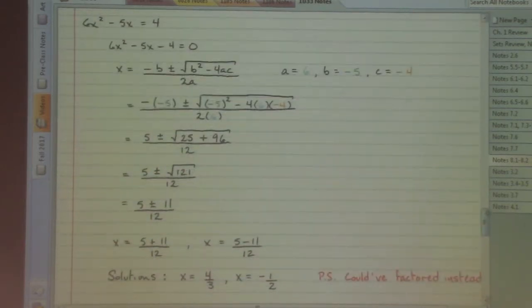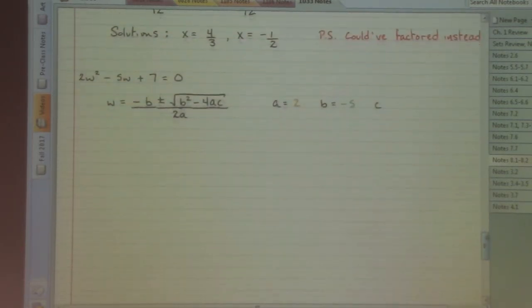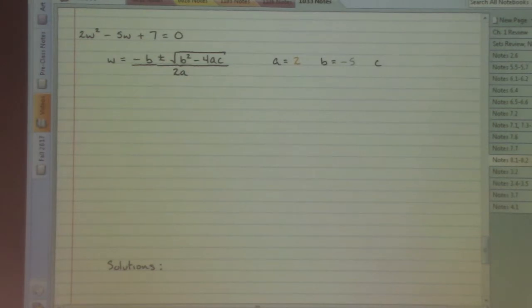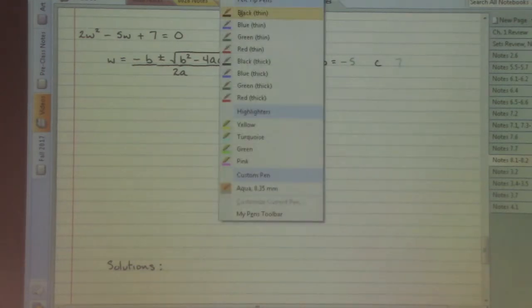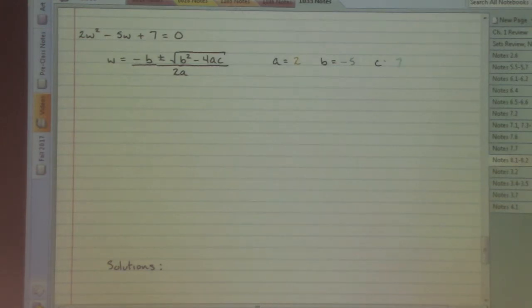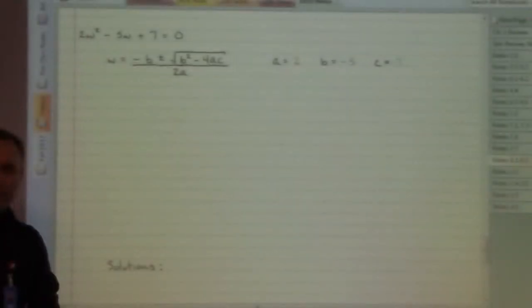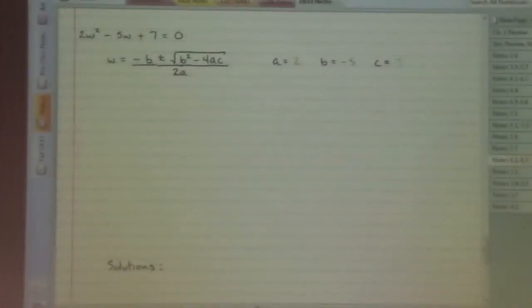The C is the plain old number that appears at the end, which would be after the W, we have a +7. So these are the numbers that we would need to plug in for the A, the B, and the C. And then everything afterwards is a matter of working through the simplifying steps.